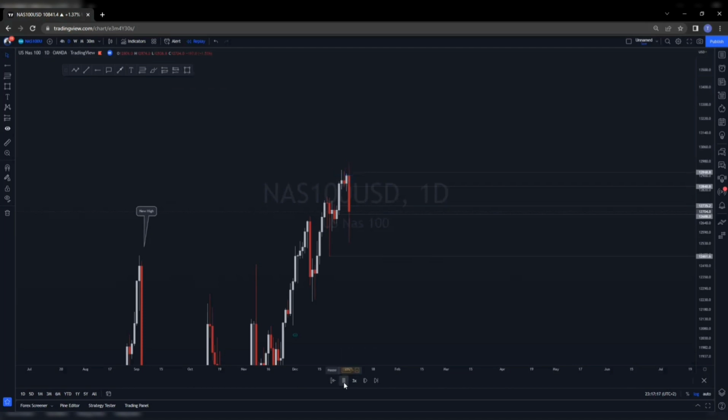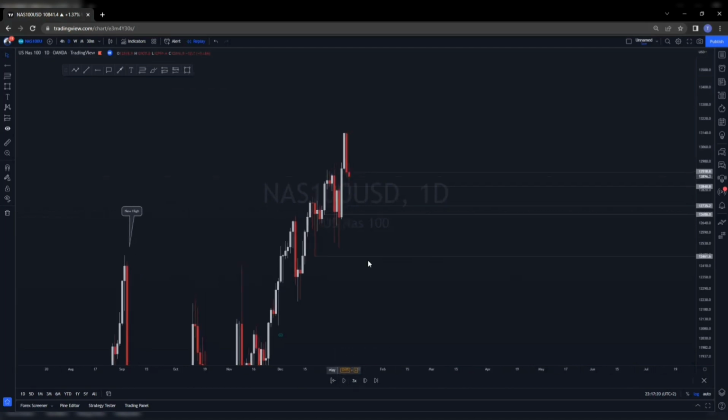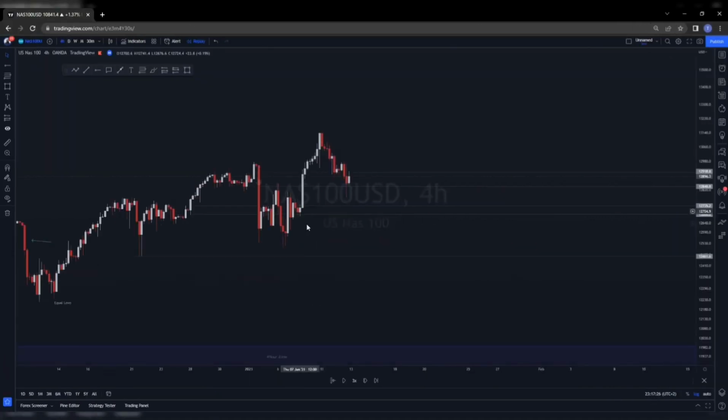So let's see. Exactly what I said. So we got our first loser. All right, so let me do this just so we have a clean setup. All right, using the zone to cover up what you call the fair value gaps, and then this is our high. So that's where we're going to take profit.